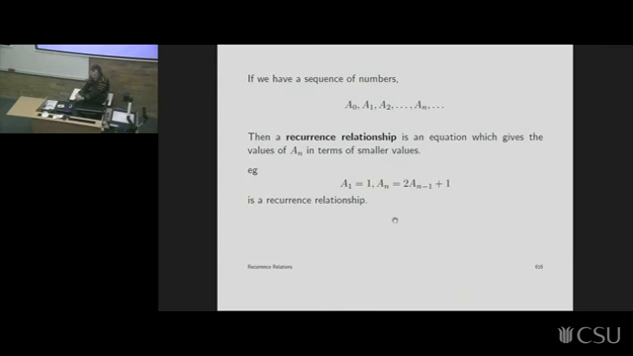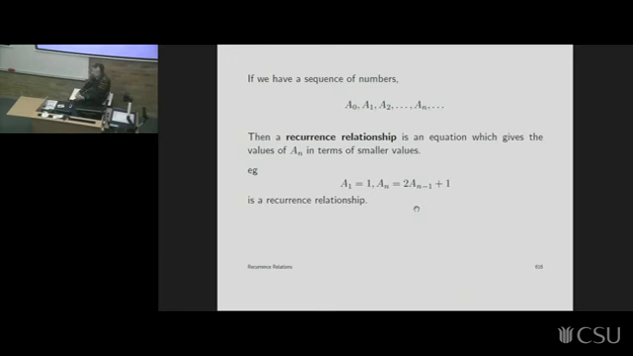So a recurrence relationship is an equation which defines A_n in terms of other numbers in the sequence. So A_n is equal to some function, say of A_{n-1}, and maybe A_{n-2}, etc. That's the rough idea. I'll define it more formally in tomorrow's lecture. So that's the idea of a recurrence relationship.